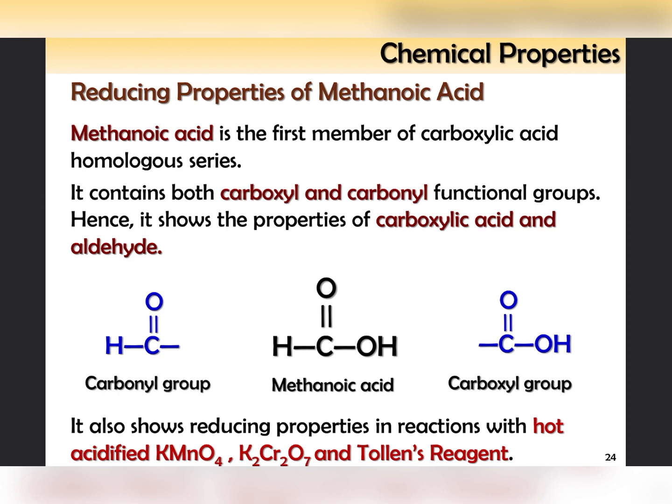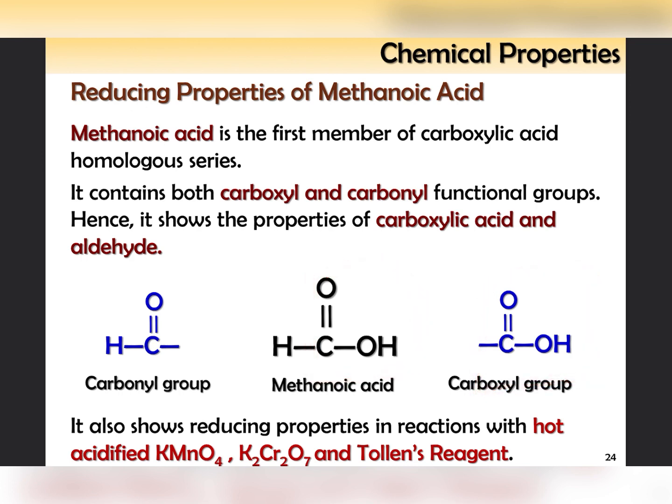So let's have a look at the reducing properties of methanoic acid. So methanoic acid is the first member of the carboxylic acid homologous series. Okay, so it contains carboxyl and carbonyl functional groups. Therefore, it will show carboxylic acid and aldehyde properties. Okay, because it has both. So this is your methanoic acid. This part, okay, is the carbonyl group, and this part is the carboxyl group.